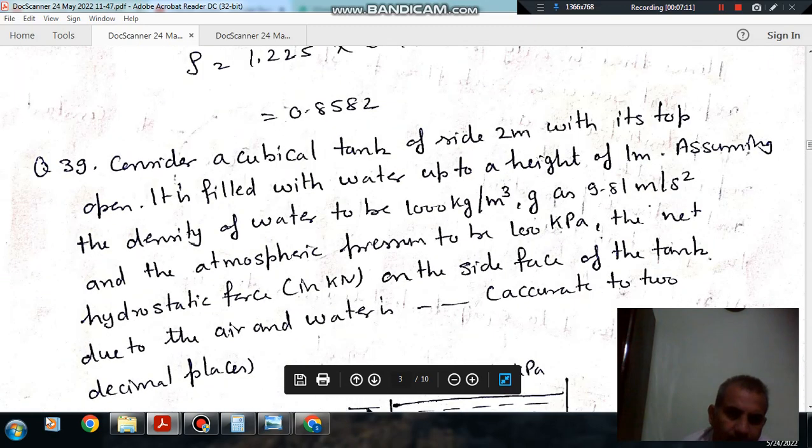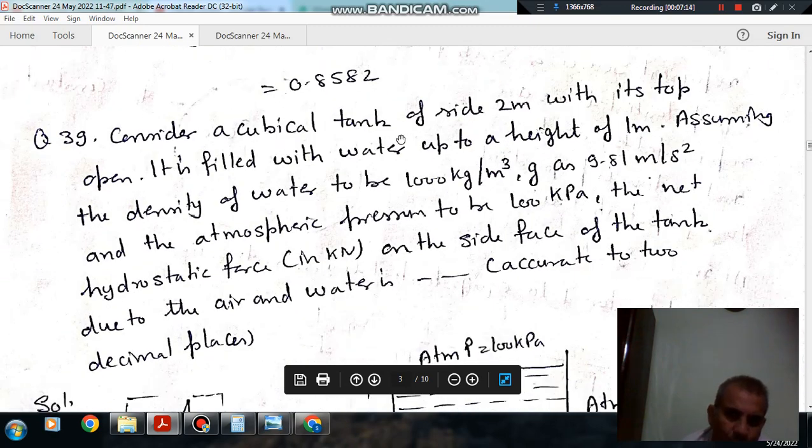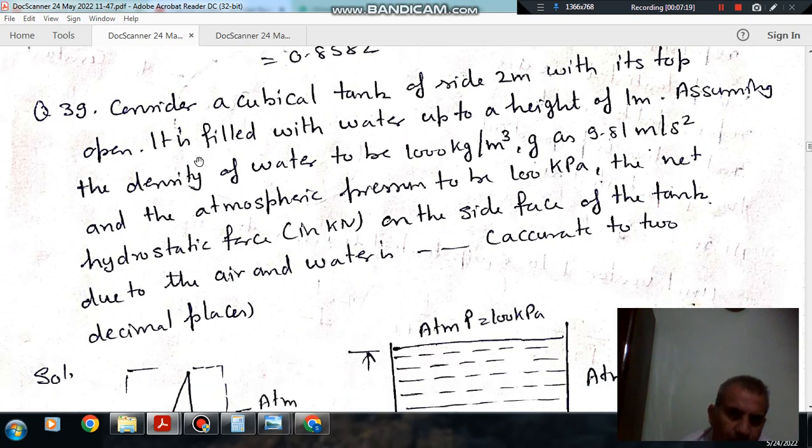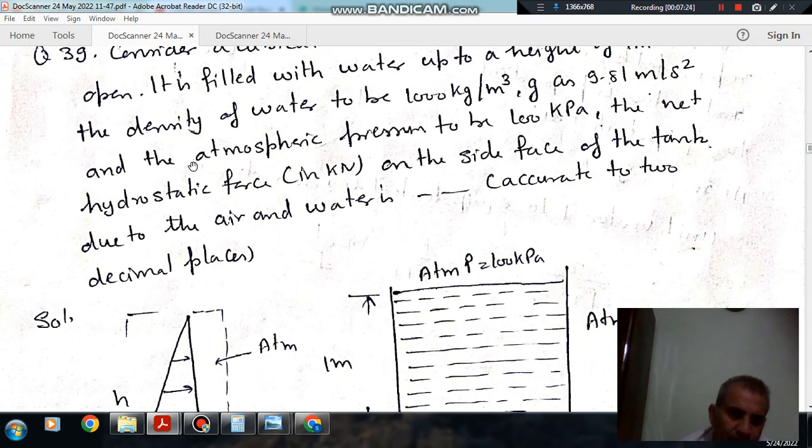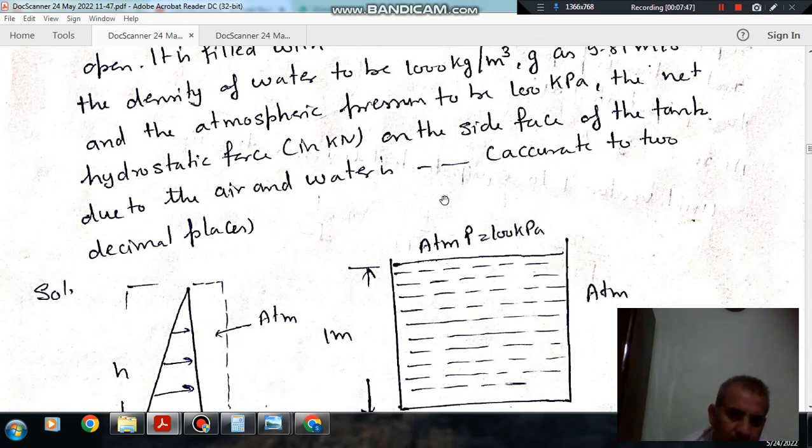Okay. Next, consider a cubical tank of size 2 meter with its top open, filled with water up to a height of 1 meter. Assuming the density of water to be 1000 kilogram per meter cube, g as 9.81 meter per second square, and atmospheric pressure to be 100 kPa. The net hydrostatic force in kilonewton on the side face of the tank due to the air and water is dash, accurate to 2 decimal places.